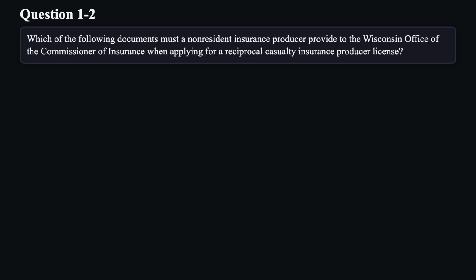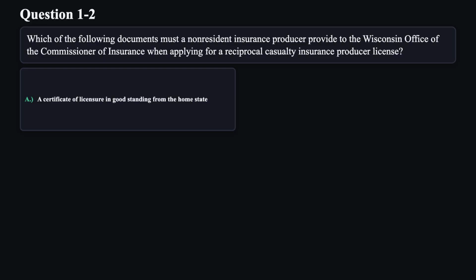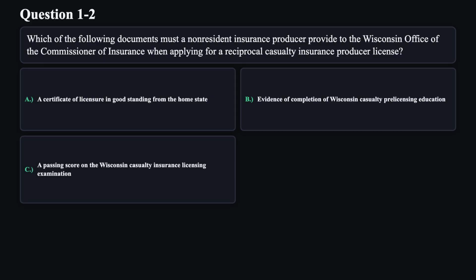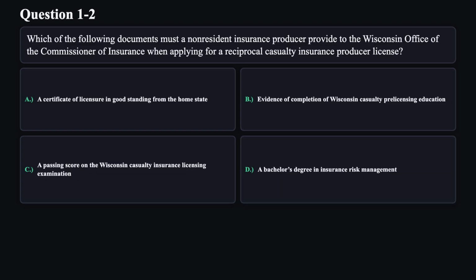Question 2. Which of the following documents must a non-resident insurance producer provide to the Wisconsin Office of the Commissioner of Insurance when applying for a reciprocal casualty insurance producer license? A. A certificate of licensure in good standing from the home state. B. Evidence of completion of Wisconsin casualty prelicensing education. C. A passing score on the Wisconsin Casualty Insurance Licensing Examination. D. A bachelor's degree in insurance risk management.